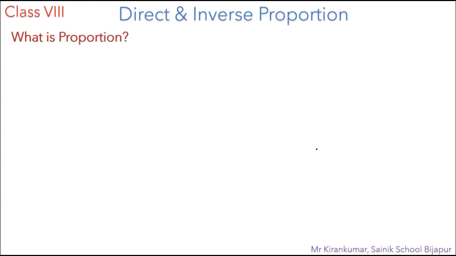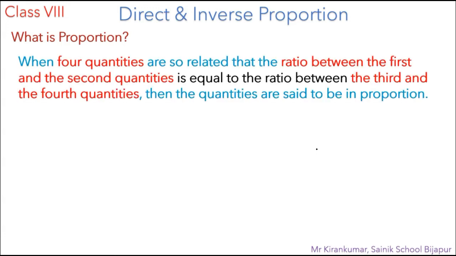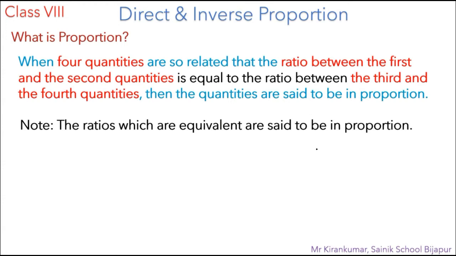Then what is proportion? When four quantities are so related that the ratio between the first and the second quantity is equal to the ratio between the third and the fourth quantity, then these quantities are said to be in proportion. You have to note that the ratios which are equivalent, they are also in proportion. If there is a ratio, say 2 is to 3, and if there is a ratio 4 is to 6, these are in proportion. Because when you simplify this 4 is to 6 in a standard form, we get 2 is to 3.